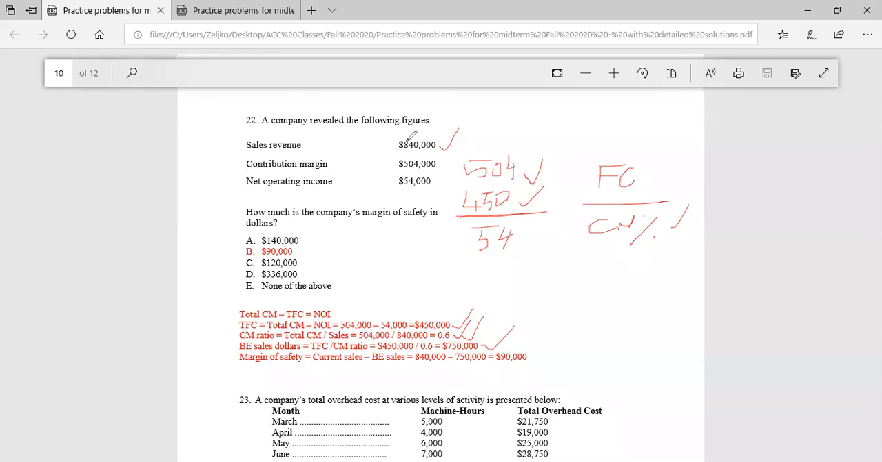And if we have 750 in break-even sales and 840 in regular sales, that means that our margin of safety is 90. Again, this is chapter 6. I understand if you didn't cover it, but you have to cover it, right? You have to know what margin of safety is, what break-even is.